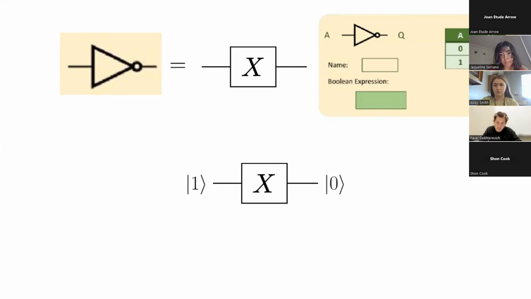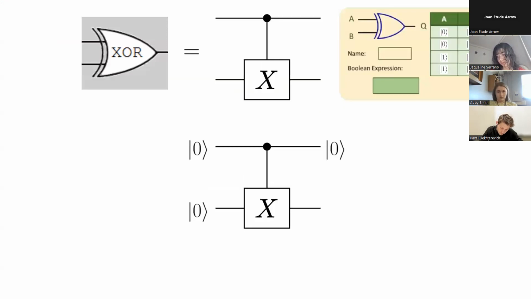Cool. So in the top right, you can see we've got this truth table that fully defines how a NOT gate operates on bits. 0 to 1, 1 to 0. Pretty simple. Now let's look at the XOR gate.